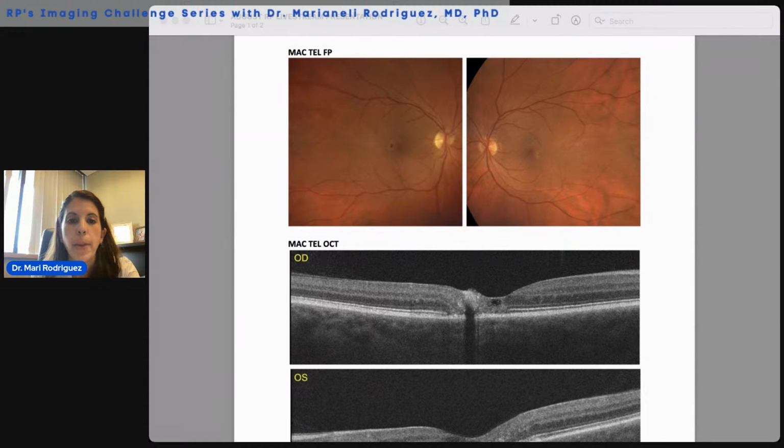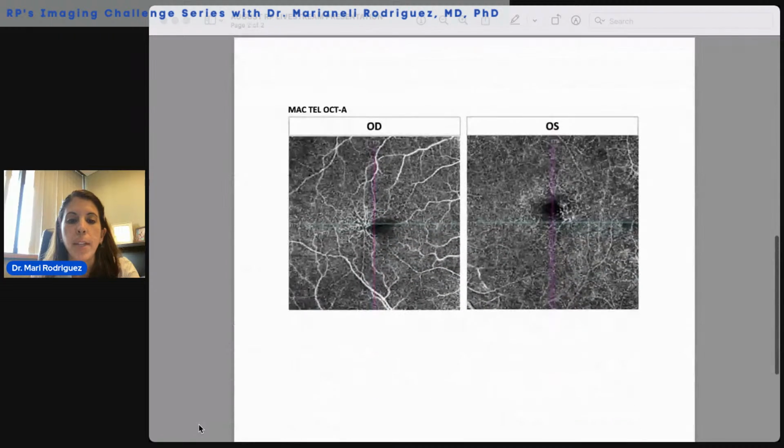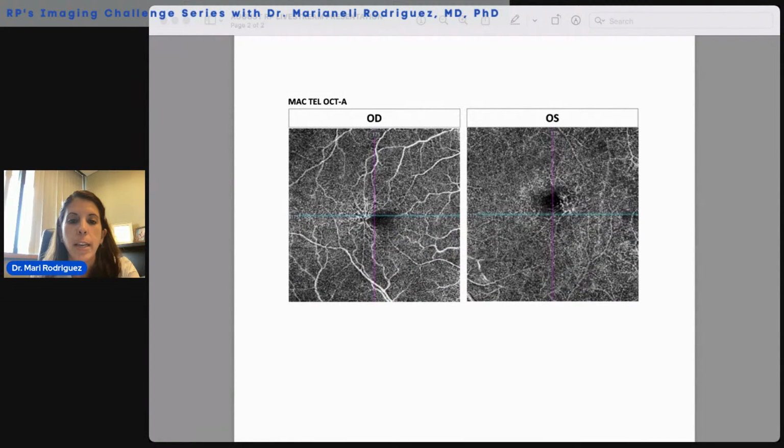At this point, we had a suspicion for macular telangiectasia, and an OCT angiography confirmed our suspicion. So if you can go to the OCTA, here you can see telangiectatic vessels that are noted temporally to the fovea of both eyes. Given the bilateral nature of this presentation, we diagnosed her with macular telangiectasia type 2.